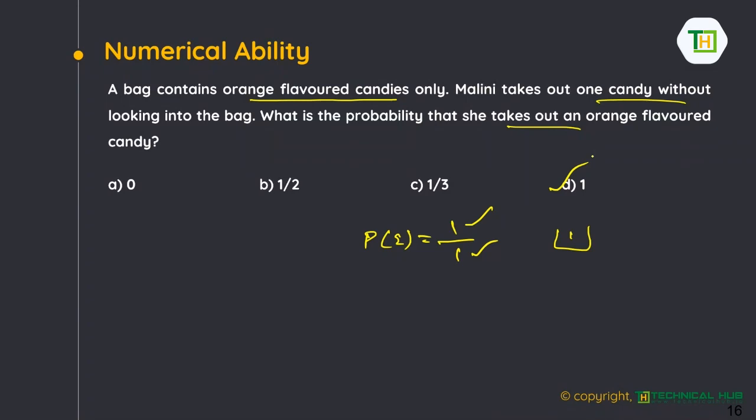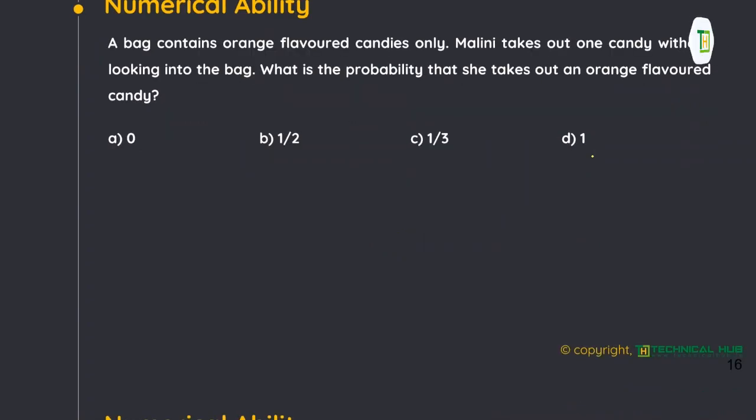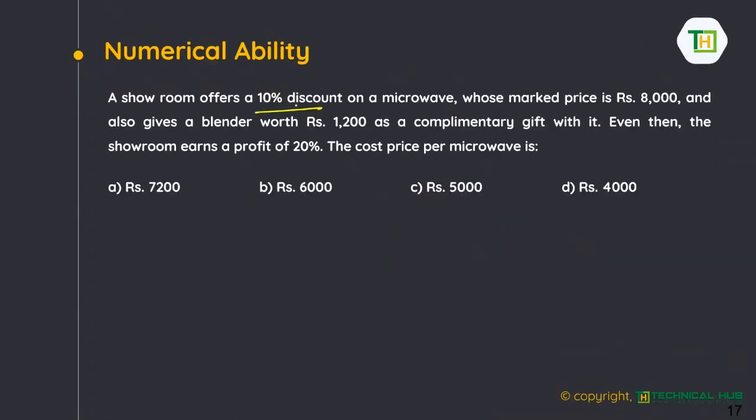Last question. A showroom offers a 10% discount on a microwave whose market price is 8,000. Here the market price is given as 8,000. Listen carefully. And the discount is 10%. What is 10% of 8,000? 800. Percentage of this 8,000 is 800. It means the selling price is equal to how much? 7,200.